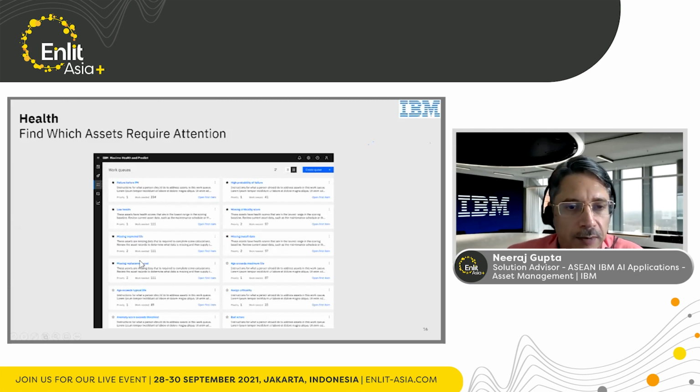Then if you see missing replacement cost, if we don't have replacement cost in the system, we can see which assets are missing this data. If possible, I can enrich the data so that I can better predict or monitor the health and do a better job with my replacement planning. Similarly, age exceeds typical life: assets which have already exceeded their useful life, so I should start preparing for their replacement in terms of capex budget allocation and other things.